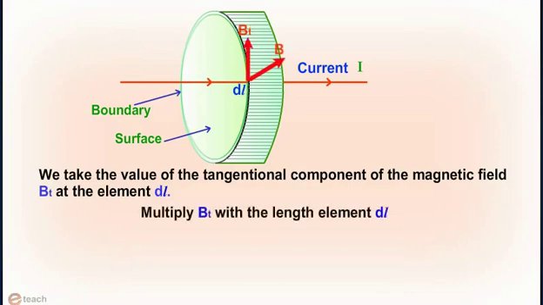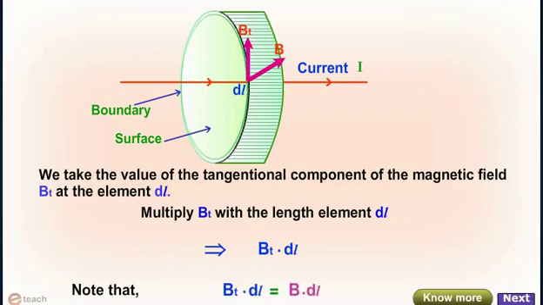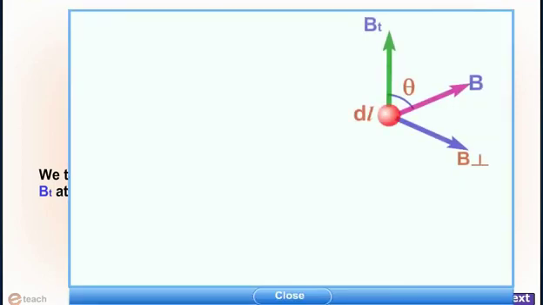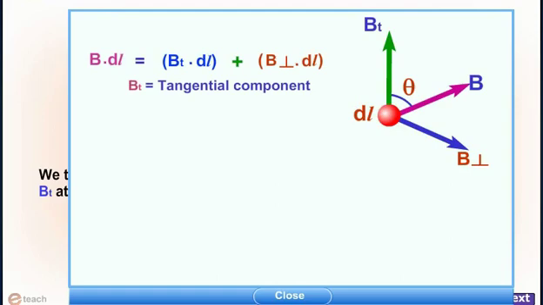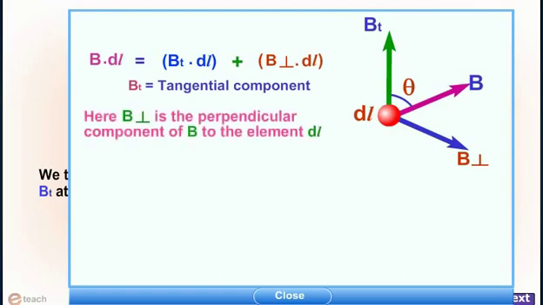Multiply Bt with the length element dl, that is, Bt into dl. Note that Bt into dl equals B dot dl. As we know, B dot dl equals Bt dot dl plus B perpendicular dot dl, where Bt is the tangential component. Here B perpendicular is the perpendicular component of B to the element dl.